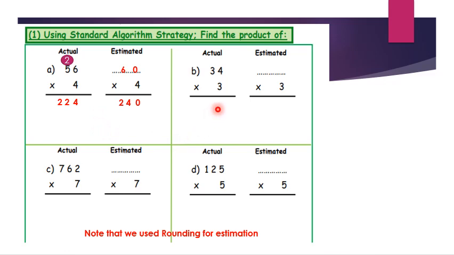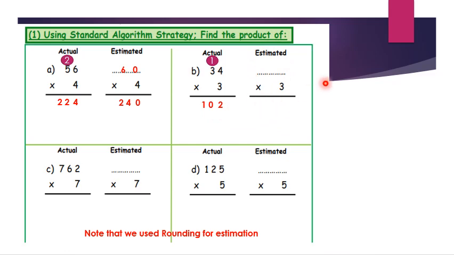Now let's go to 34 by 3. First of all, I will multiply 3 by the ones. 3 by 4 equals 12. Put the 2 in the ones and carry the tens, which is 1. And hide it until you multiply 3 by 3 equals 9. 9 plus 1 equals 10. Then it will be 102. The actual product will be 102.